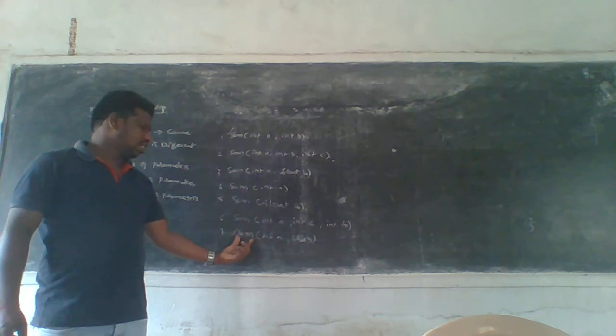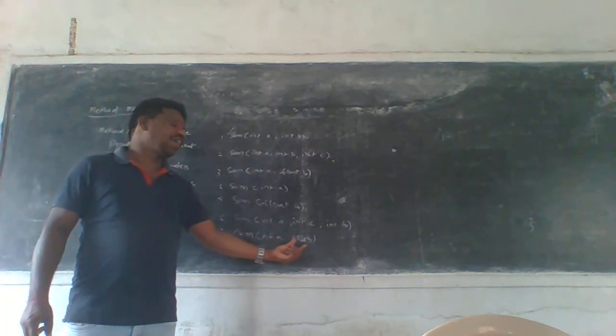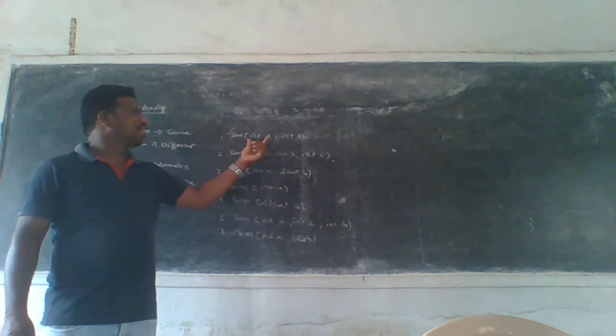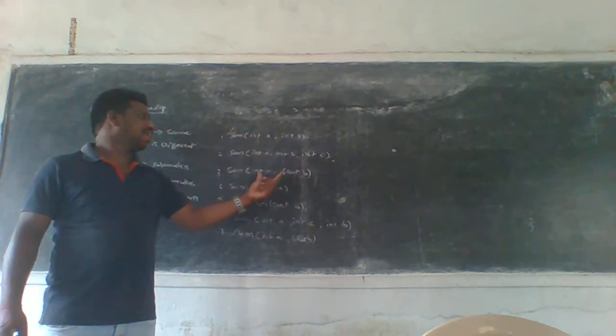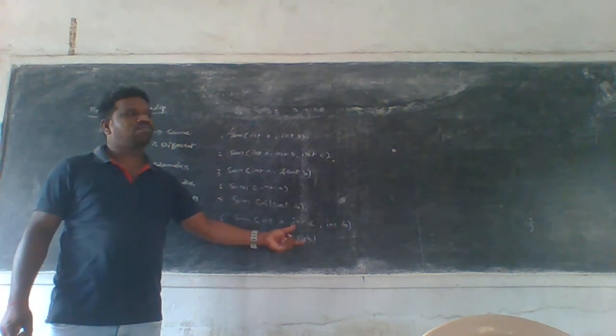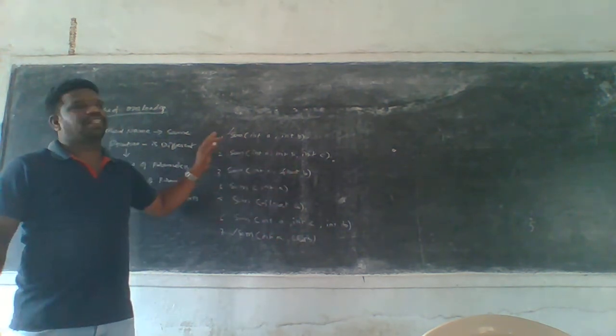Why? Because the method name sum is the same, and the variables are different here: int A, char B; int A, int B. Next, int A, float B; int A, char B. So the signature is different. This is called method overloading.